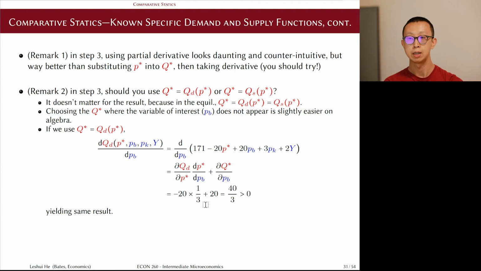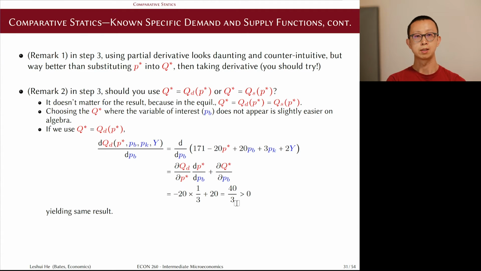The second channel is coming from the direct effect of price of beef on the equilibrium quantity through the demand function, and that is 20 units. Whenever price of beef increases by $1, quantity demanded increases by 20 units. And the overall effect is the combination of these two channels together, and that is 40/3. Exactly the same result that we've gotten from the supply function.